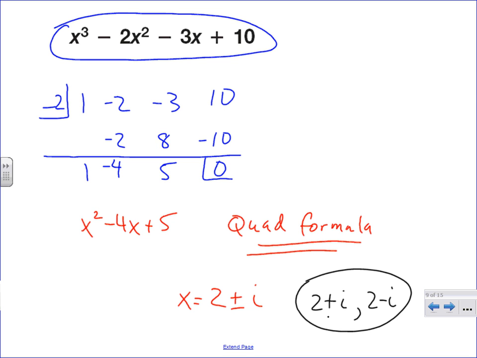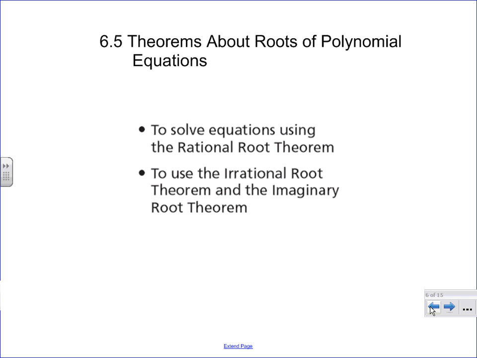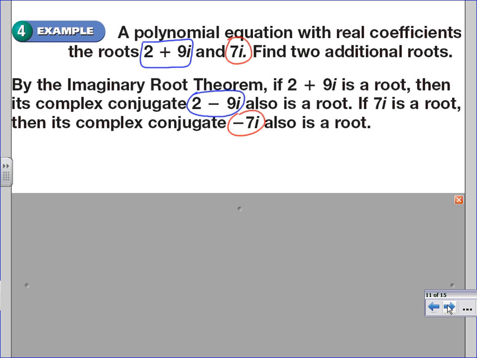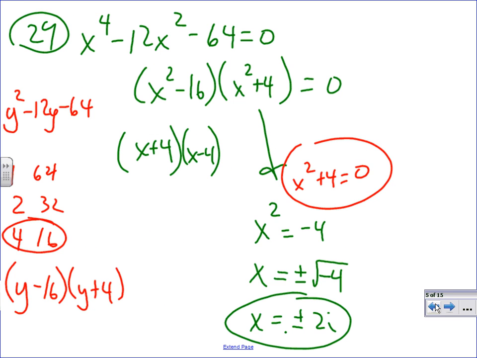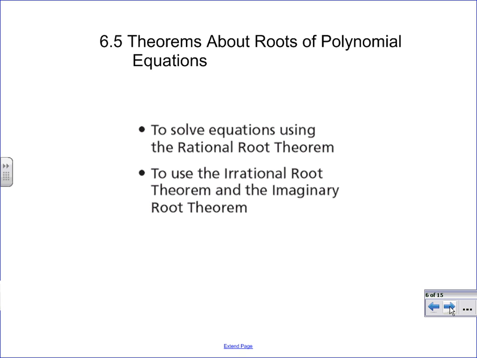So, okay, we've got a cubic. I've got 1, 2 solutions here, 3 solutions there. Those are your 3 roots. Okay? And that's basically, if you can do that one problem there, you have today pretty well covered, okay? With that and this vocabulary right here, as far as knowing that if I have 2 plus 9i as a root, that 2 minus 9i must also be a root, then you can accomplish your goal there of what can you do? You can solve equations using rational root theorem and use the rational root theorem and imaginary root theorem to get through that process.